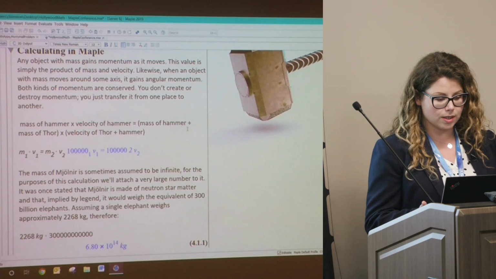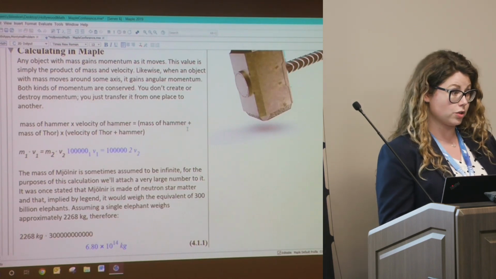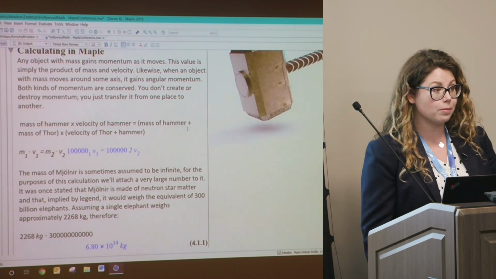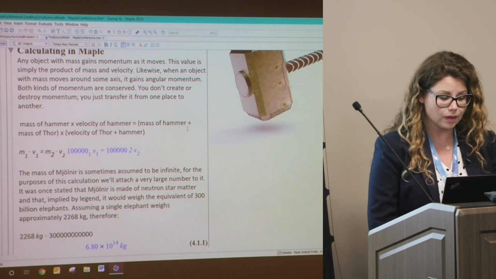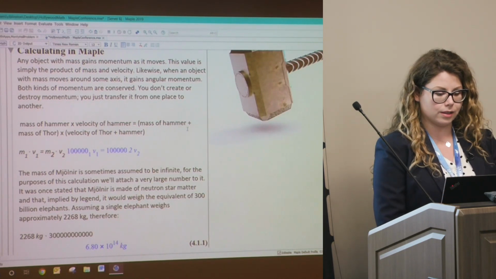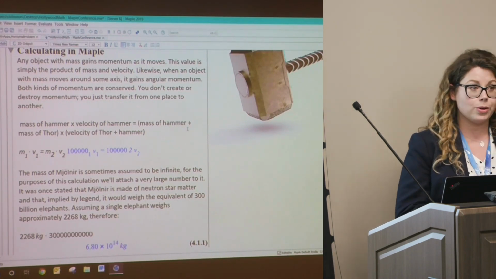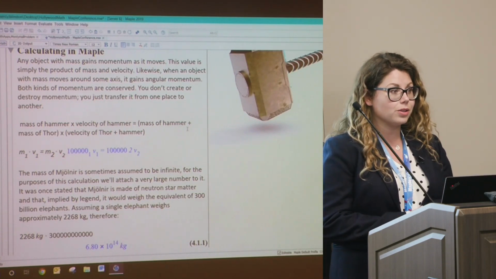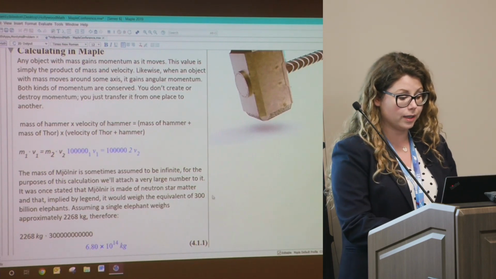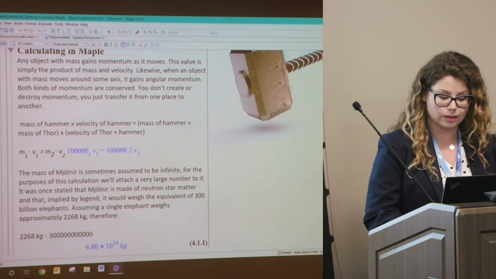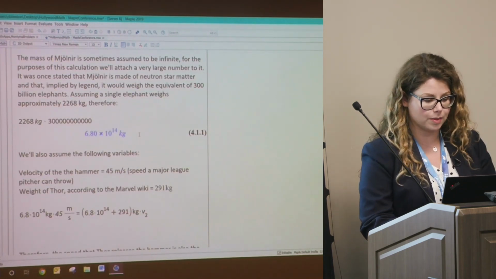So in lore, it was once stated that Mjolnir is made of neutron star matter, and that implied by legend, it would weigh the equivalent of 300 billion elephants. So assuming that a single elephant, I looked this up on Wikipedia, is an African elephant weighing 2,268 kilograms, multiplied by 300 billion, we end up with 6.8 times 10 to the 14 kilograms.